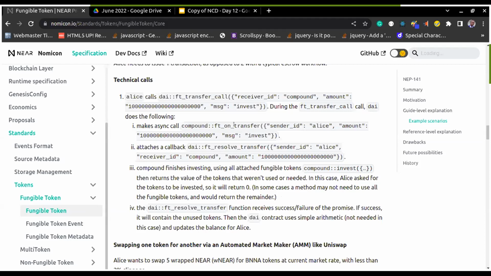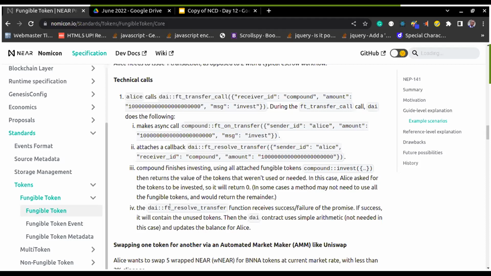So if this method is going to return a value greater than 0, then it means the DAI smart contract will return that amount to Alice. Okay, so if it responds with 0, then it means that the compound smart contract used all the tokens that Alice sent. And so nothing will be credited back to Alice's address.